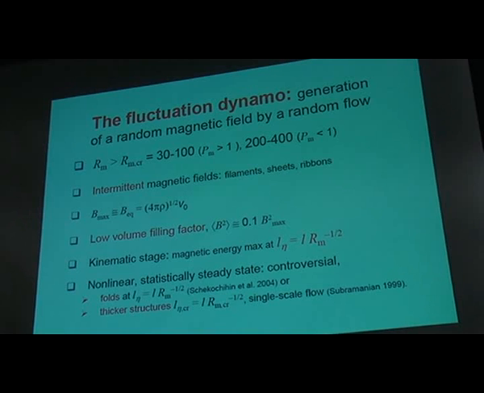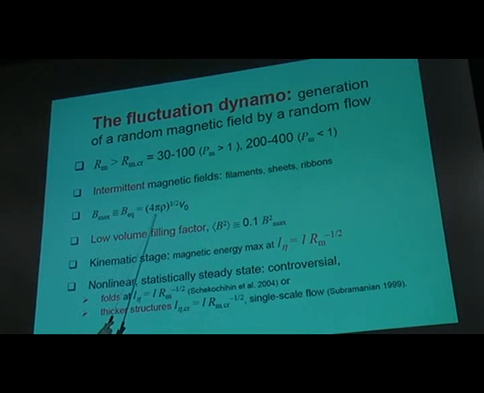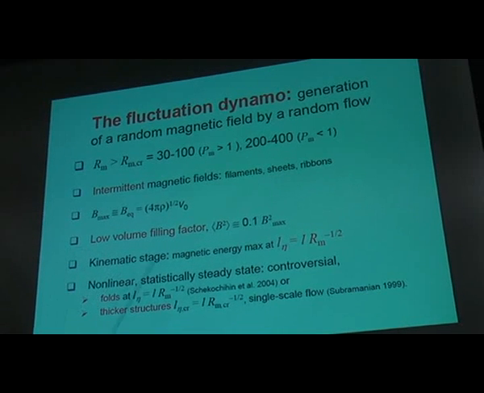What is remarkable about the small-scale dynamo is that it produces magnetic fields which are strongly non-Gaussian, intermittent. They are concentrated in what is variously described as filaments, sheets, ribbons. The vocabulary here is quite broad. The magnetic field within these filaments is presumably similar to equipartition with kinetic energy density. And they have relatively low volume filling factor. So B squared average is significantly smaller than the kinetic energy by a factor of about 10 for modest magnetic Reynolds numbers.